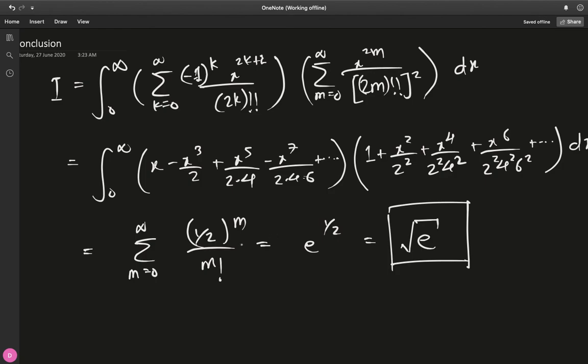And that's a really, really nice result, as is expected of Putnam problems. They have these excellent, beautiful results.